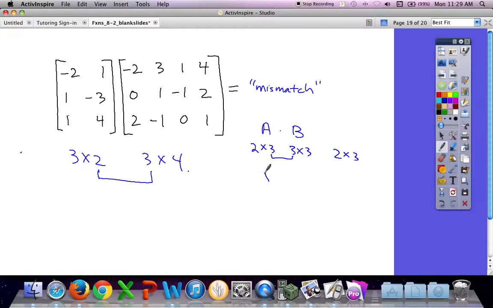Okay, but if I flip the order of multiplication, if I make that B times A, now I have a 3 by 3 times a 2 by 3, and these do not match, which means you can't multiply them, which means that A times B does not equal B times A. Right? We don't have commutative property for matrix multiplication.